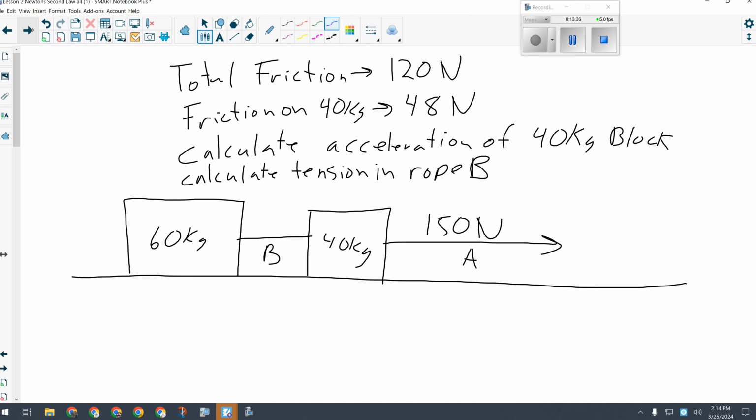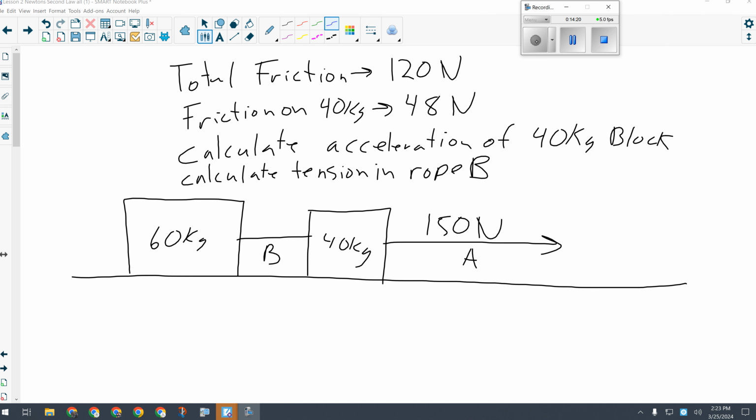Okay, we did, I think, one like this near the end of class on Thursday, where we had 2 blocks and they were connected by a rope. So I'd like to see what we remember from that one. The total friction on the whole system is 120 newtons. The amount of friction on just the first block is 48 newtons. And I want you to calculate the acceleration of the 40 kilogram block, that can be part A, and the tension in rope B. I'll give you a few minutes to see how much you remember, because we did do one like that last week.